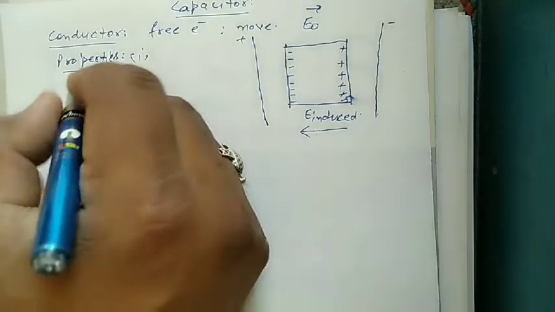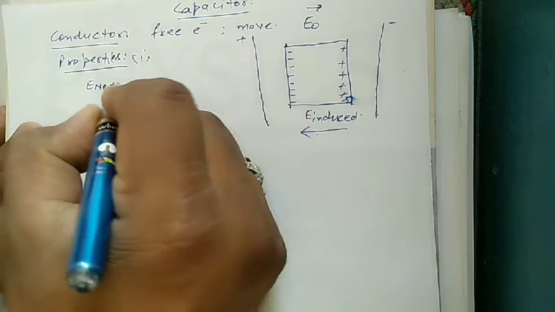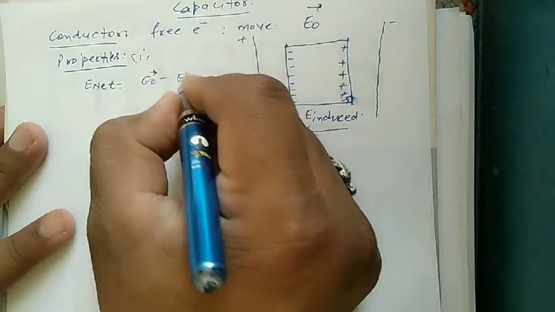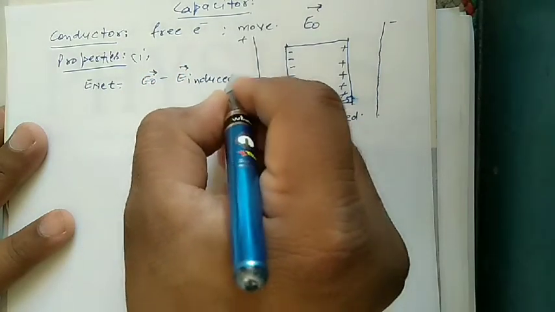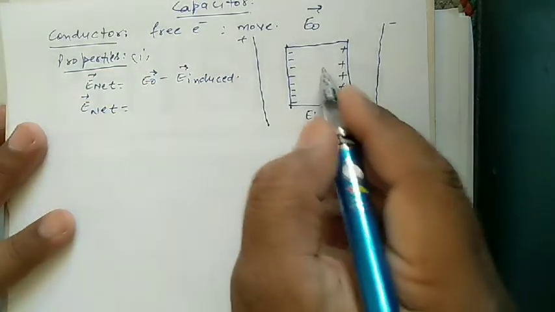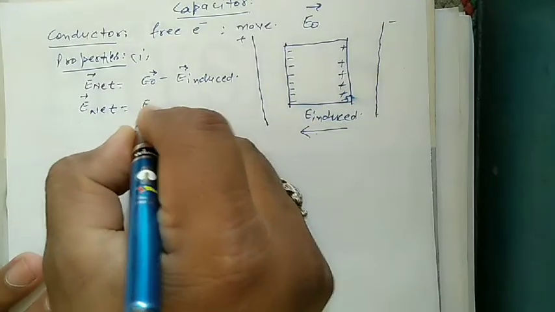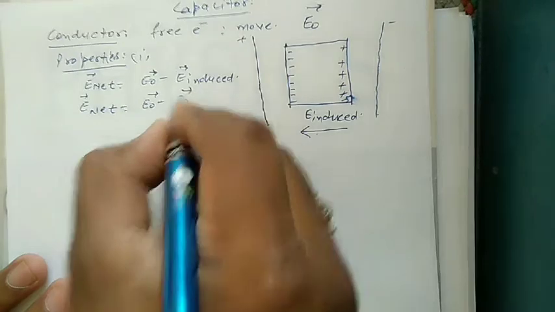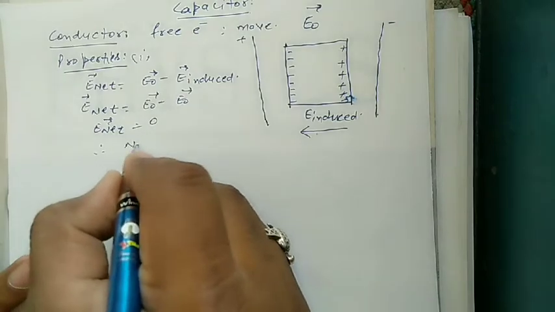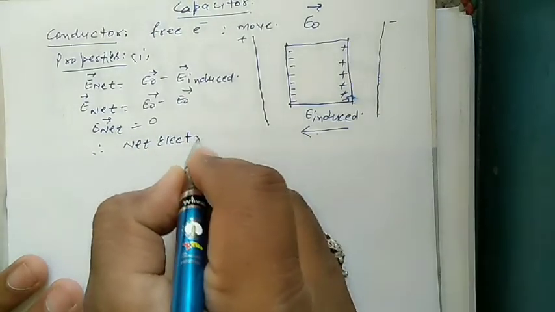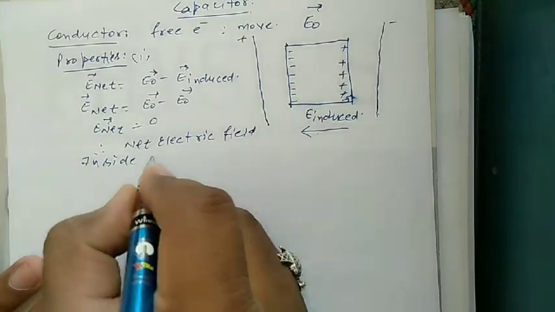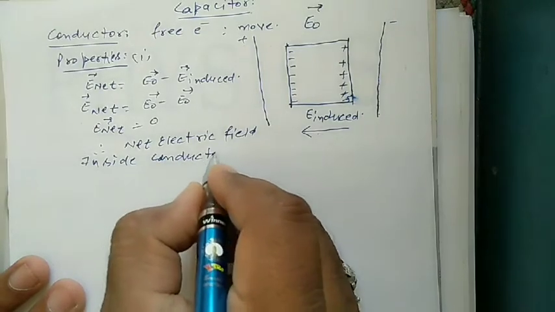Now if we find the net electric field inside the conductor, E net, that is equal to applied electric field minus induced electric field. Now magnitude of applied electric field and the induced electric field, these are equal. So therefore E0 minus E0, so E net will be equal to 0. Therefore we can say net electric field inside conductor is 0.